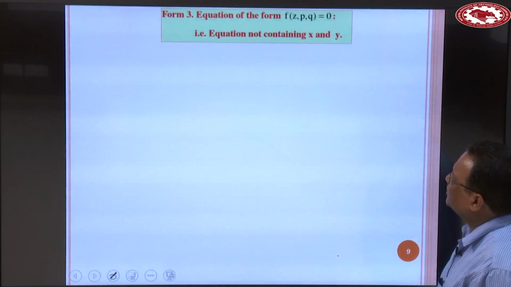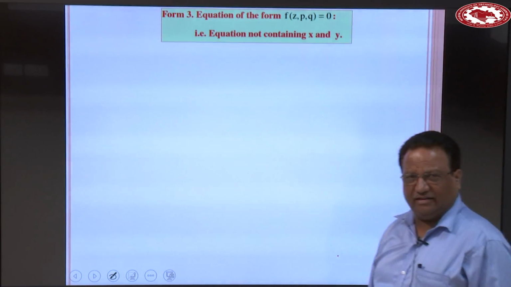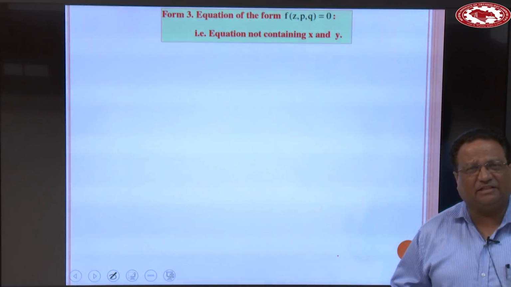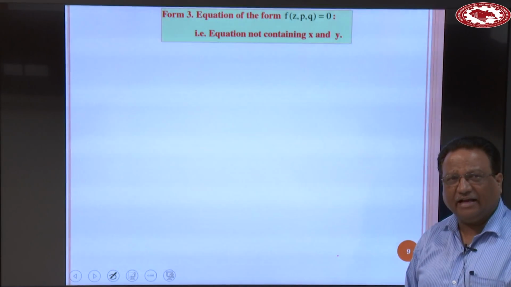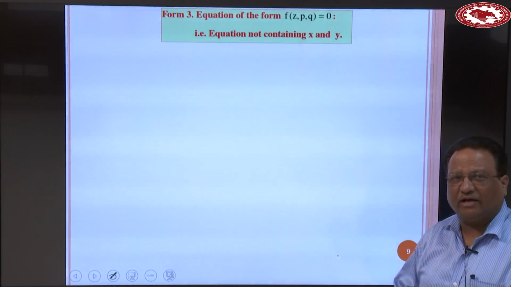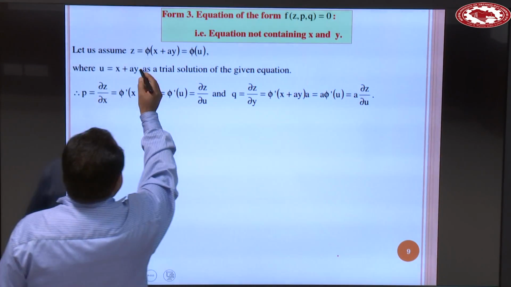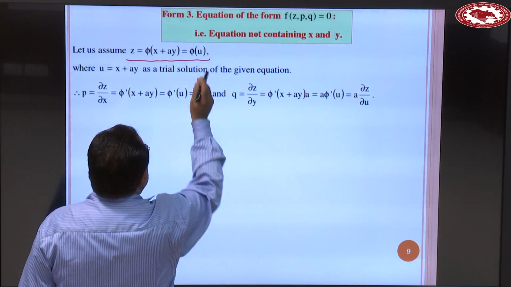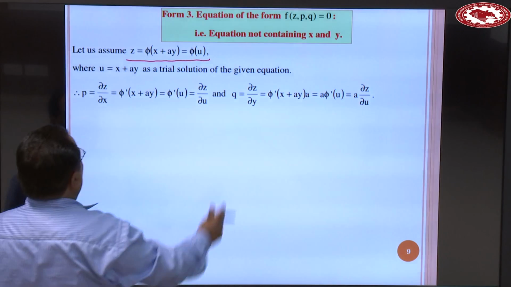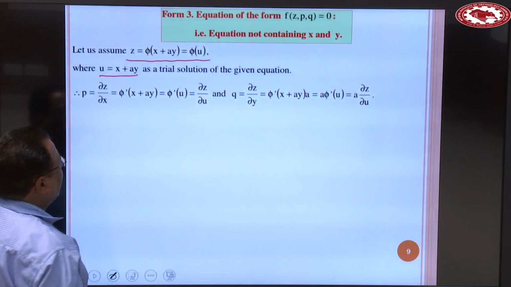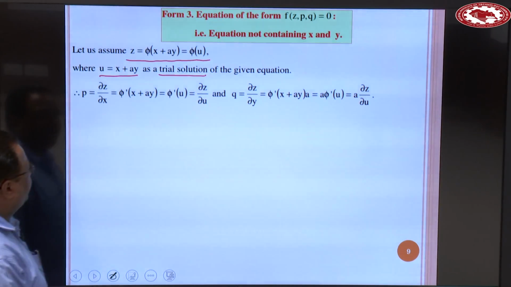Equation of the form function of z p q is equal to 0, that is equation not containing x and y. तो ऐसी नॉन लीनियर पार्शियल डिफरेंशियल इक्वेशन जिसमें x और y नहीं है, क्लियर? z है, p है, q है. Now how can we solve these type of problems, okay? So let us assume that z is equal to phi x plus ay, or x plus ay is u, so phi u, function of u. So where u is x plus ay as a trial solution. So let us consider this one is a trial solution of the given equation.